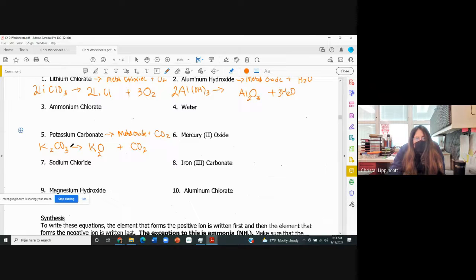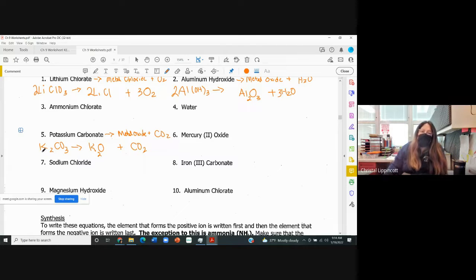All right, now we check our amounts. I have 2 potassiums. I have 1 carbon, and I have 3 oxygens. Over here, I've got 1 plus 2 is 3. So that guy's already balanced. We don't have to do anything with coefficients. All right, any questions on 1 through 10?